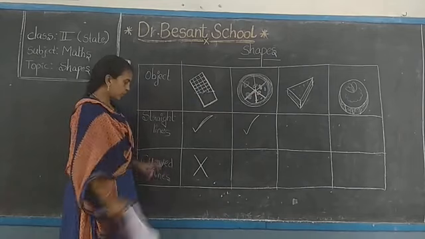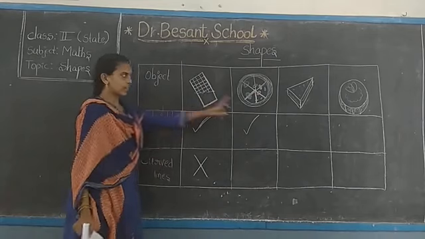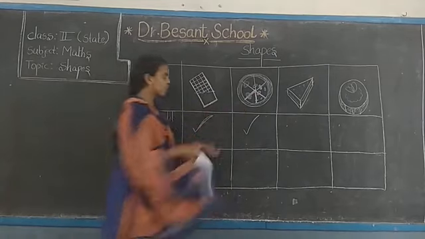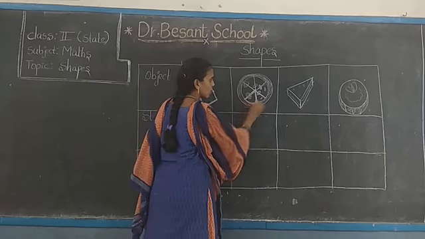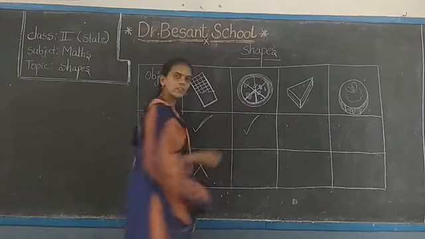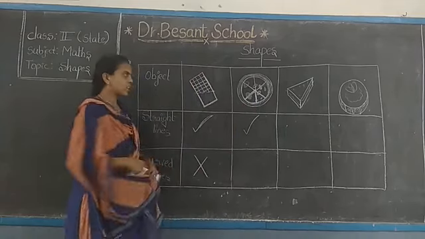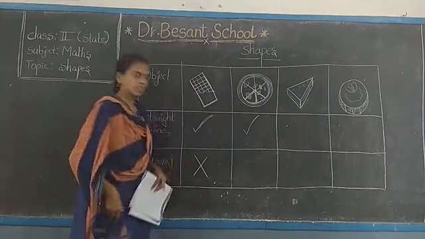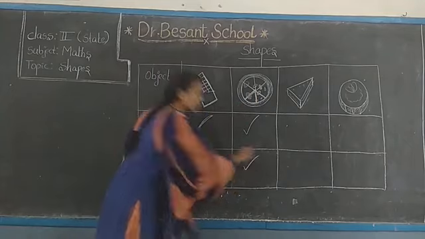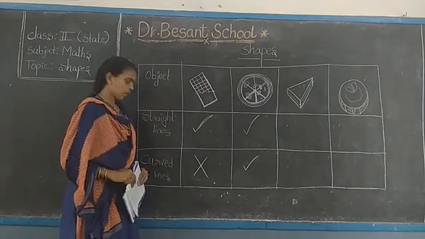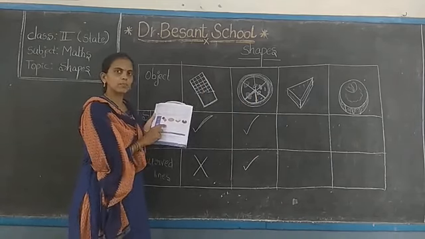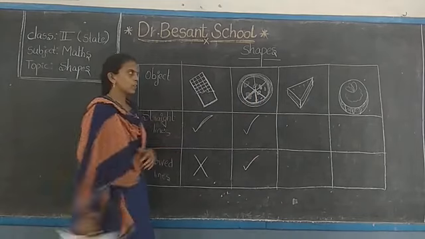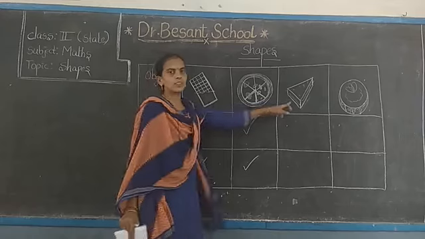Next we need to observe, is there any curved line in this? Yes, we find curved lines also. See here, this is a curved surface. So we find curved lines also in this pizza. So put a tick mark here also. Please mark with your pencils in your textbook only. Please mark it.